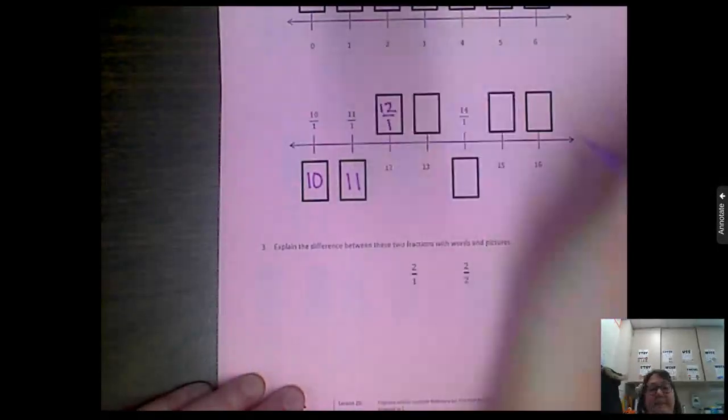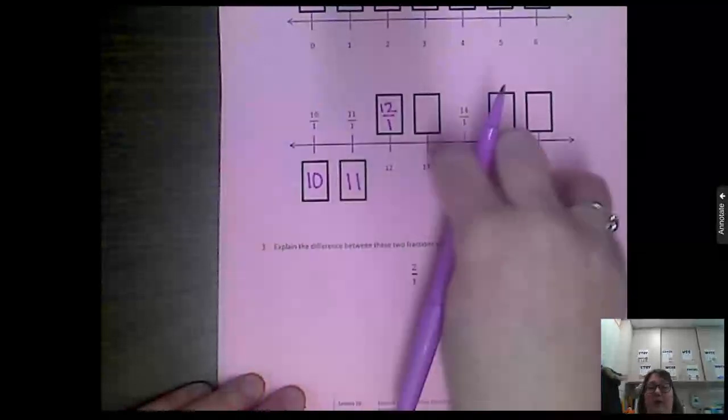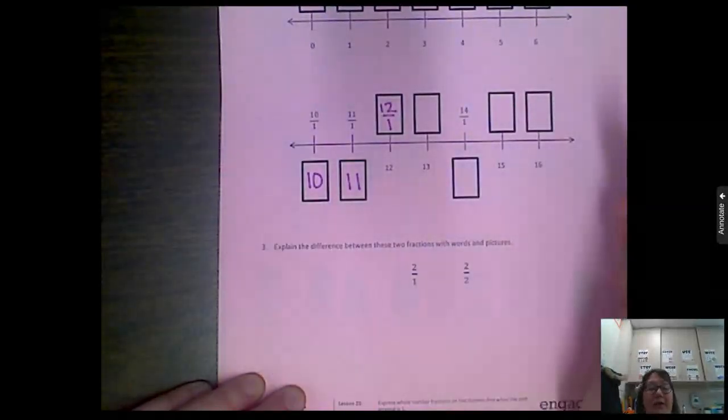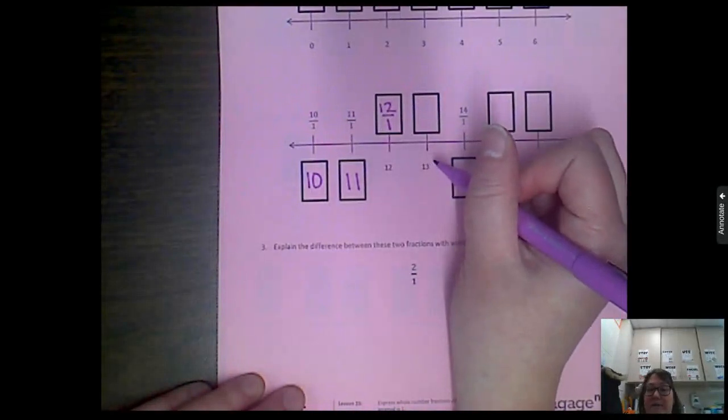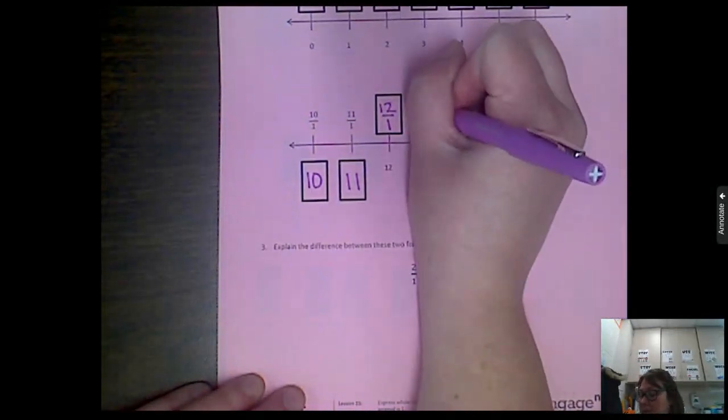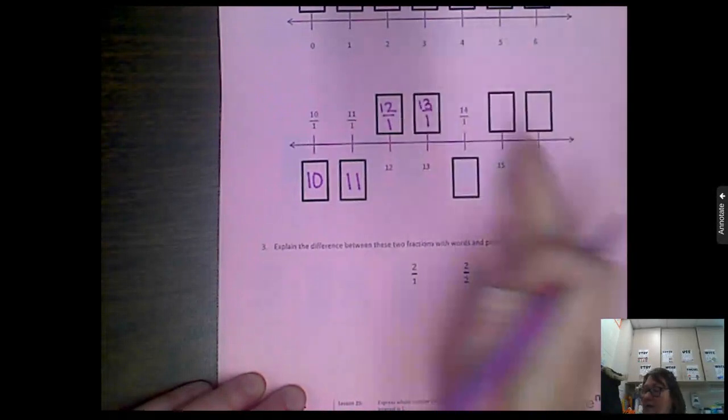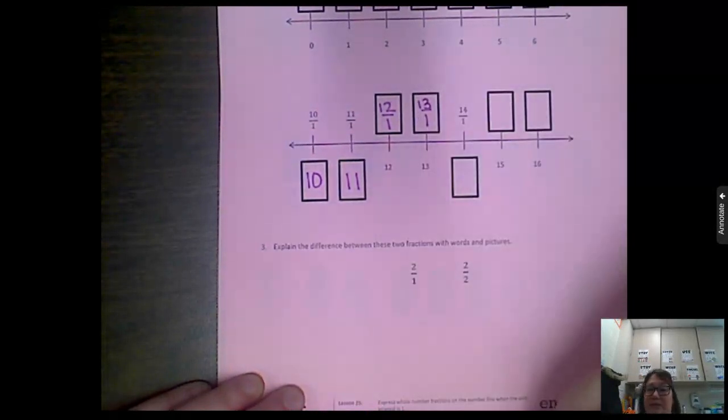12/1, right? That would mean I would have 12 boxes, and they would all be completely shaded in. Okay, how would I write 13 wholes as a fraction? 13/1. If you want to pause and just finish up these last 3, you can do that, okay?